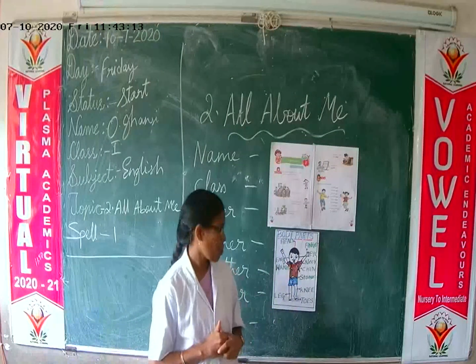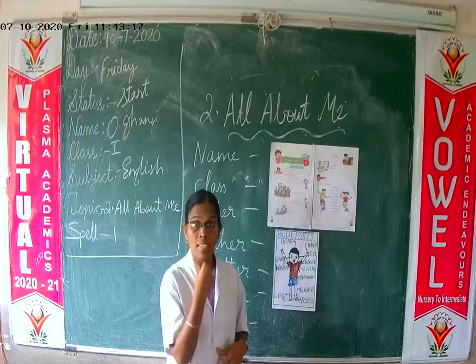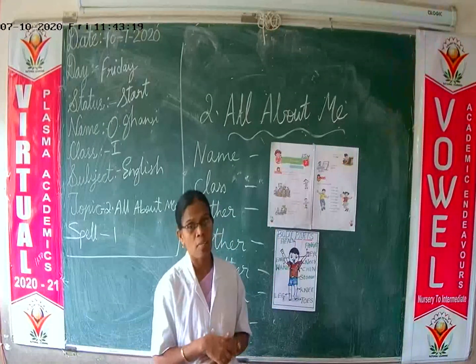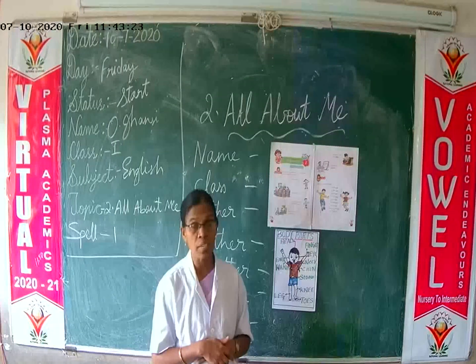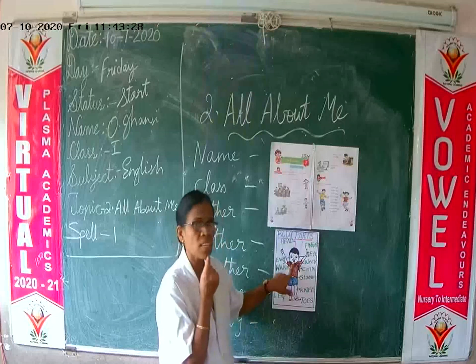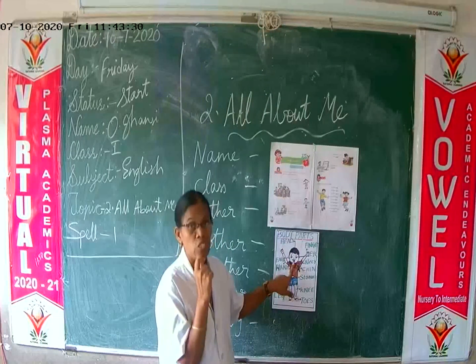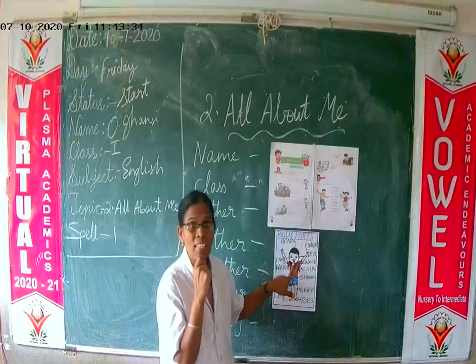Then one little mouth. One little mouth we have. Yes, children? And one little chin. See, one little chin. So, we have one little chin.